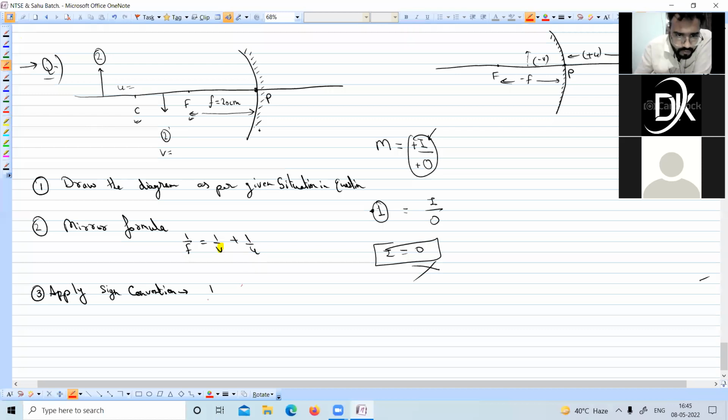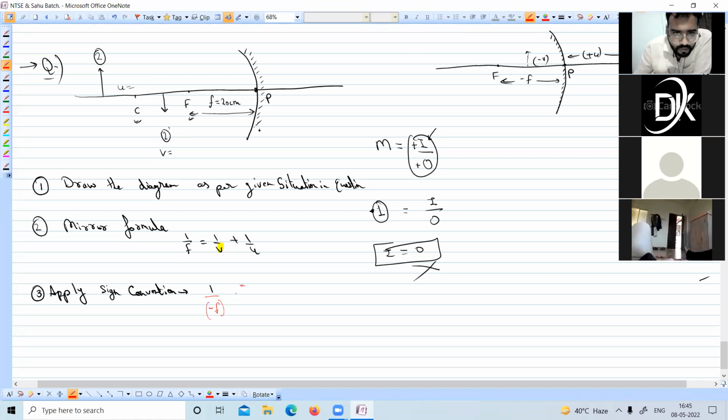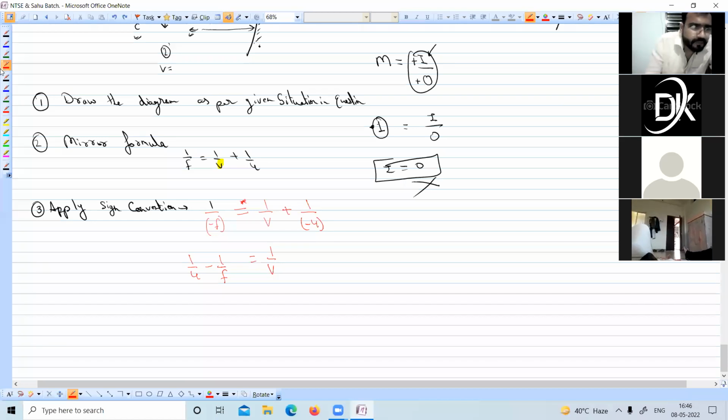So 1 upon minus f, sign convention applied, is equal to 1 upon v. I will not write positive or negative, nothing, neutral, because it is an unknown quantity. Plus 1 upon minus u. Is it clear? So ultimately what we have: 1 upon v is equal to 1 upon u minus 1 upon f. Sign convention done. Now the fourth step: you will not do any plus or minus, simply write the value.